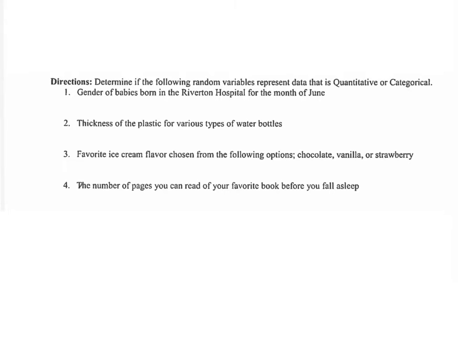So let's put that to the test. For the first one, we're going to decide if it's quantitative, measured with a number, or qualitative or categorical, measured with a quality. The gender of babies born in Riverton Hospital for the month of June, that's going to be categorical because gender is described by a word. Thickness of plastics. Thickness is going to be measured in units, so 2 millimeters, 10 millimeters, etc.